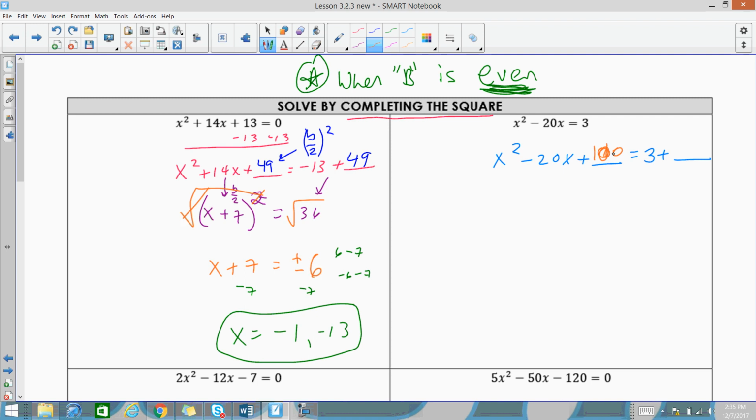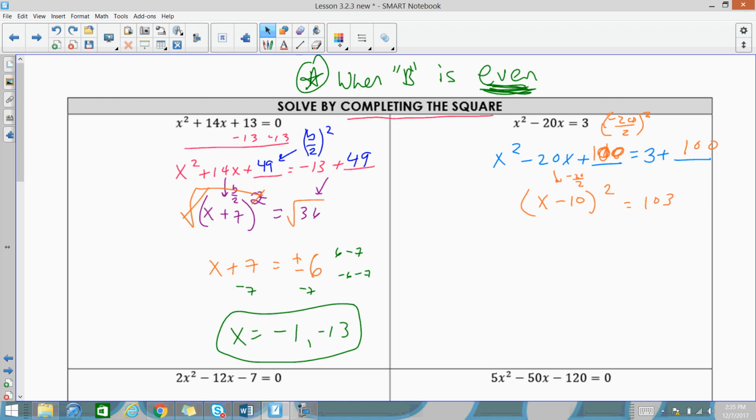Now, yesterday I also said this. Your c value will always be positive because any number squared is always positive. So if you actually did show your work, negative 20 over 2, and you square it, this should be a positive number. This should be positive 100. So anyway, I'm going to add 100 on this side, and our trinomial squared is going to be x minus 10 because you go b over 2, so negative 20 over 2. So your b value here, like the constant in your trinomial, can be negative, but your c, when you do this, will always be positive. Anyway, so it's x minus 10 squared equals 3 plus 100 is 103.